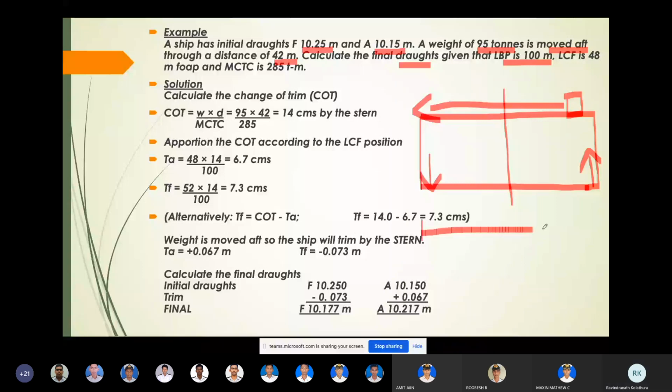Next, LCF is 48 meters FOAP. So now here, since this is my midship and my LBP is 100, I know my midship is 50. My LCF value is given as 48 meters FOAP. What does it mean?